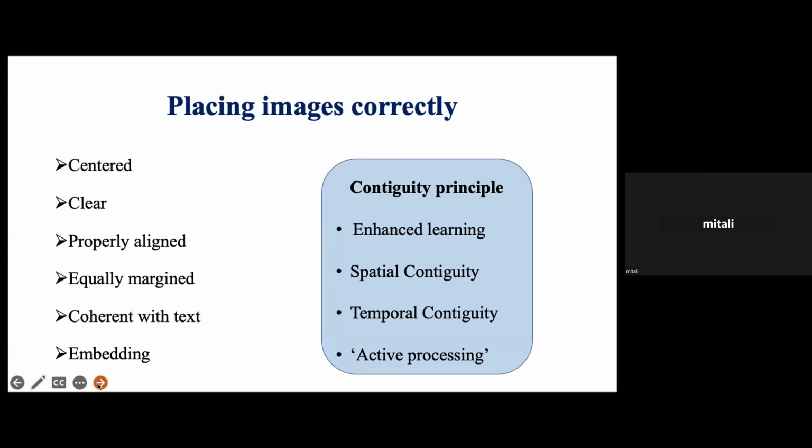There should be spatial contiguity. That is, the image should be closer to the text which it is depicting. Also, according to the temporal contiguity, the image and the text should not be on different slides. The contiguity principle says that images and text, when used clearly, help in active processing of the information.